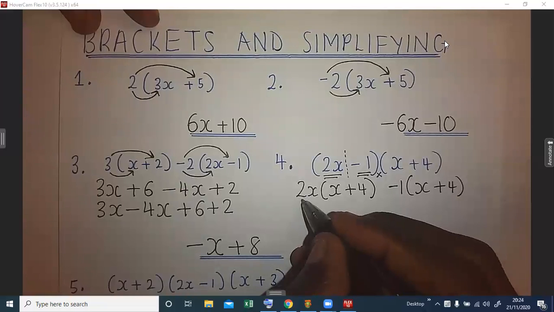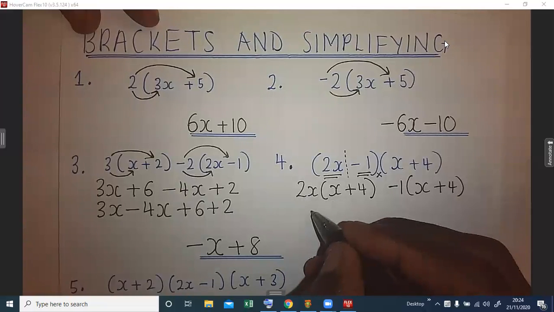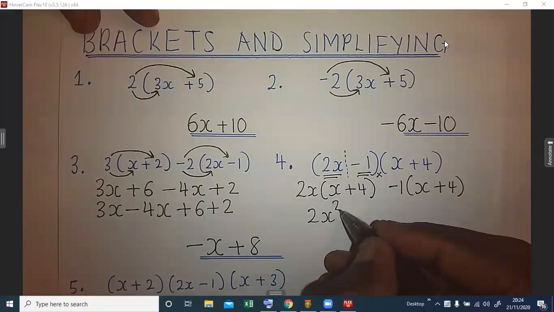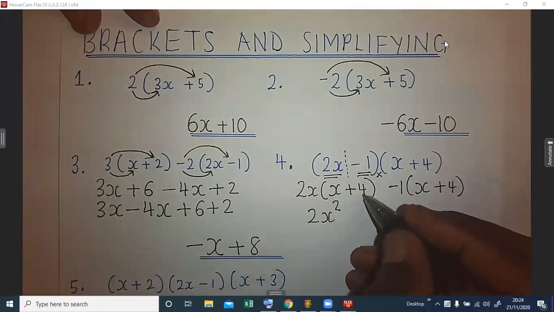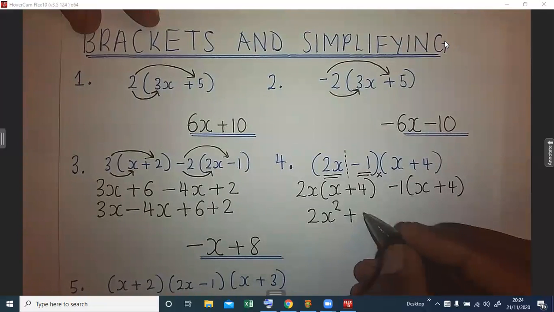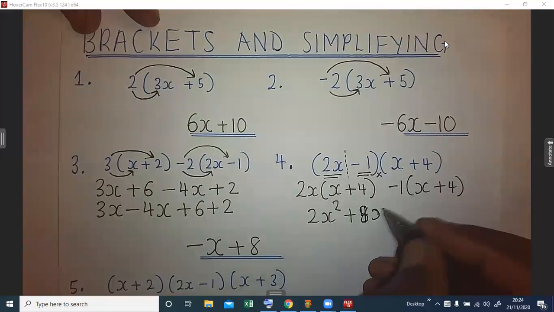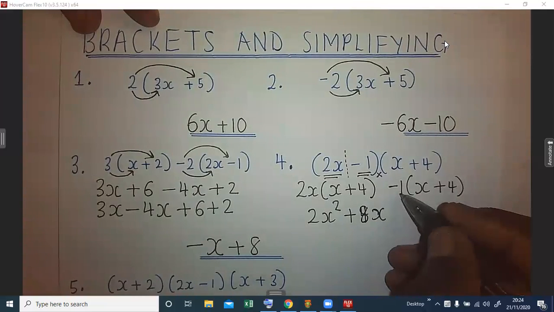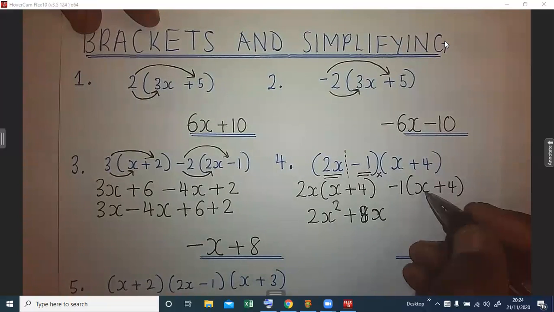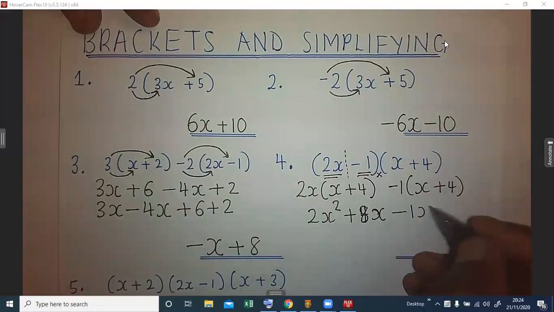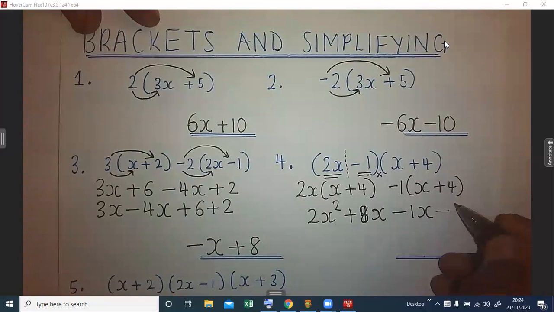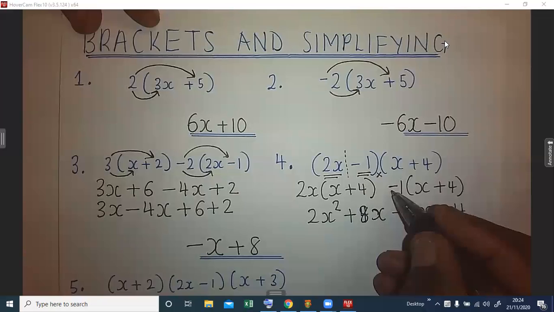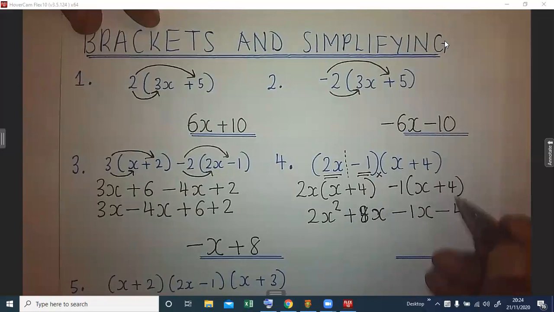Then 2x times x, we shall get 2x squared. 2x times 4, we shall get positive 8x, and then -1 times x, we shall get -1x. -1 times 4, we shall get -4, because this is minus, this is positive. When you multiply, we get minus.